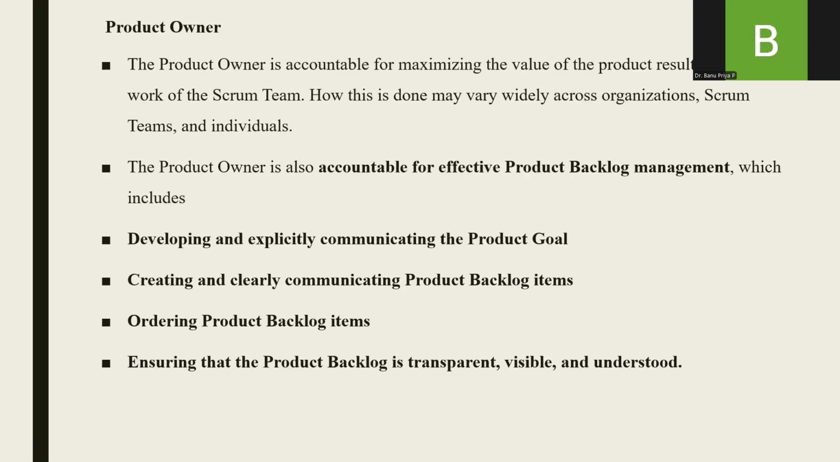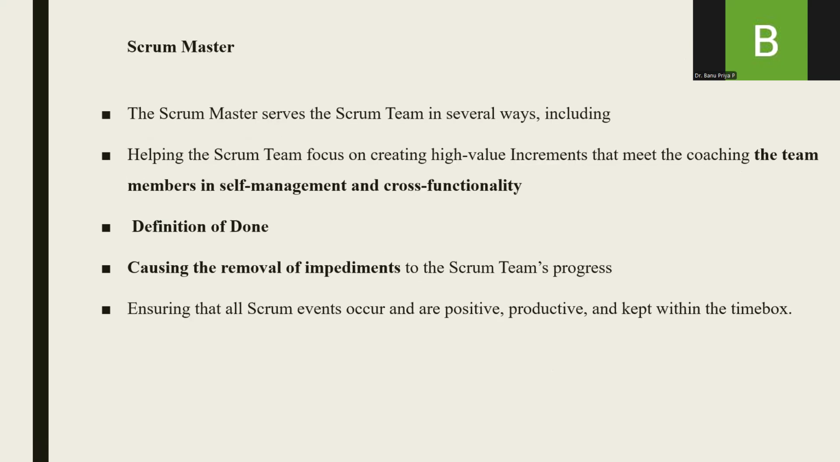Now, who is a product owner? A product owner is accountable for maximizing the value of the product resulting from the work of the Scrum team. The product owner is accountable for effective product backlog management: developing and explicitly communicating the product goal, creating and clearly communicating the product backlog items, ordering the product backlog items, and making sure the items in the product backlog are transparent, visible, and easily understood by the team.